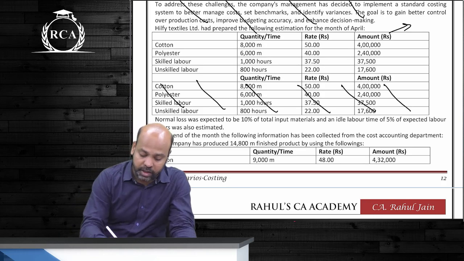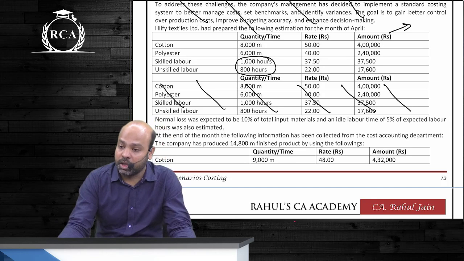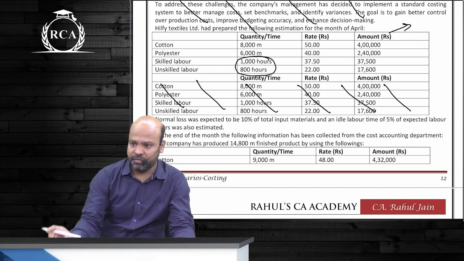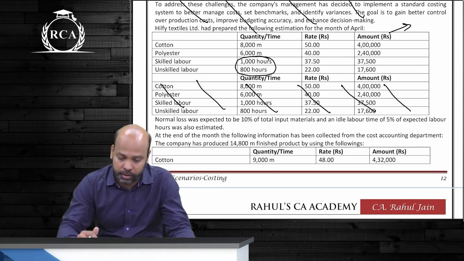Which also means, beta, that these standard times given are for an output of 12,600. ये जो भी अभी ऊपर का information है बेटा, that will be for an output level of 12,600. We will proportionately compute it based on the actual output.